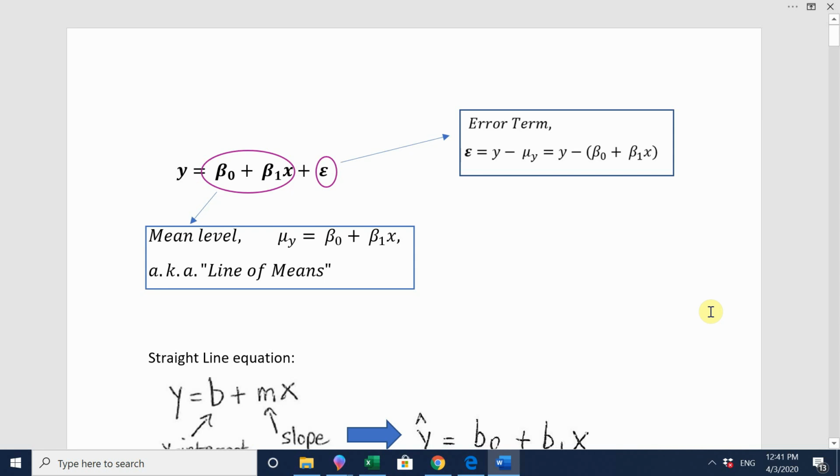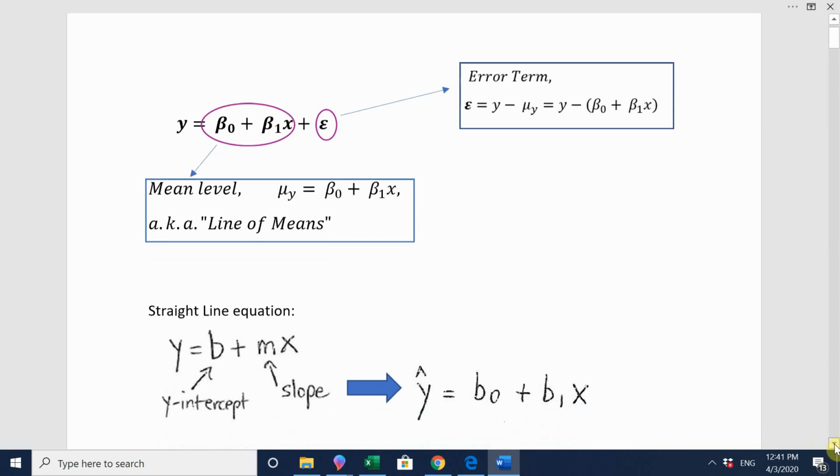Hello everyone. So in this video I'm going to be talking to you about testing the significance of the relationship between x and y. So here we have our simple linear regression model. Let's not forget that it is made up of two components. We've got the mean level component, which is explained by x over here. It is generated by x. And then we've got the error term component, which is this random part of y that cannot be explained by x.